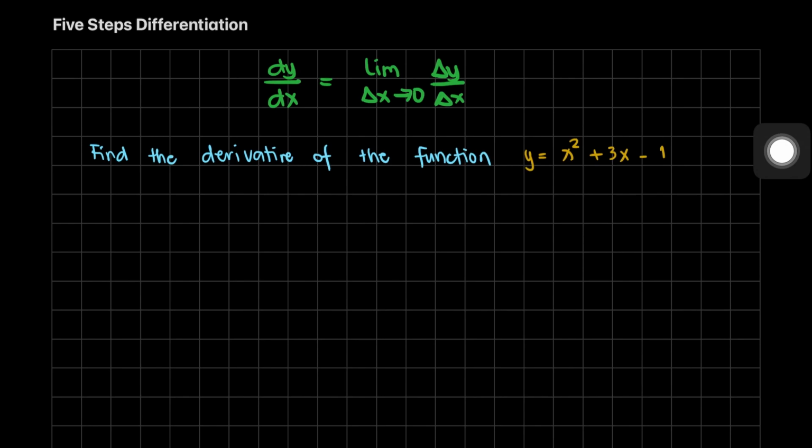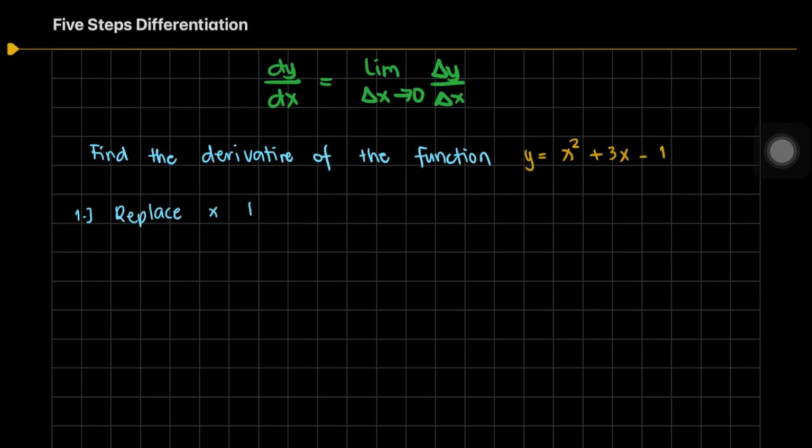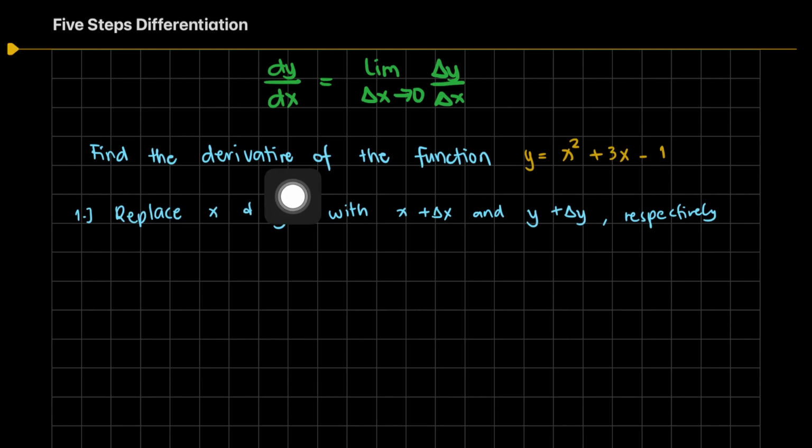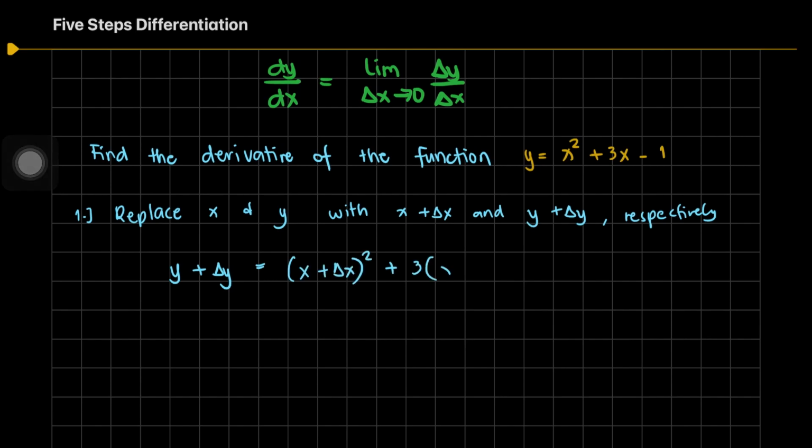The first one in the 5 steps is to replace x and y with x plus delta x and y plus delta y respectively. If we perform step number 1, we replace y with y plus delta y, so that would be y plus delta y, and this is now equal to, if we replace this one, (x plus delta x) quantity squared plus 3 multiplied by (x plus delta x) minus 1.